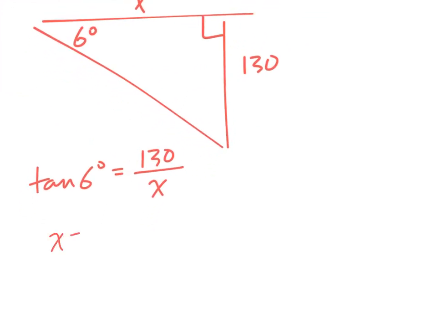Okay, so x is equal to 130 divided by tangent 6 degrees. Try not to round as much as you can. That way your answer will be the most accurate. So, 1236.9 feet.